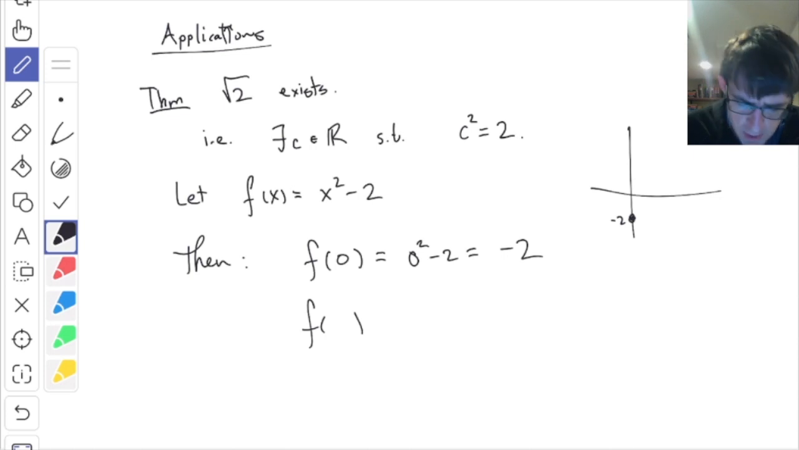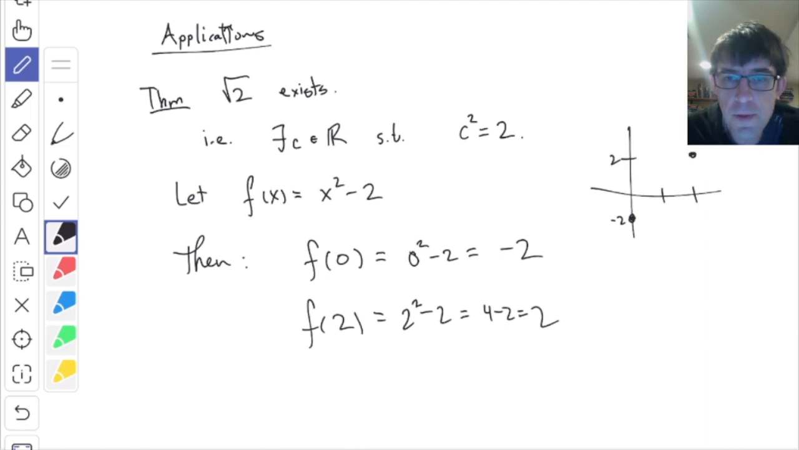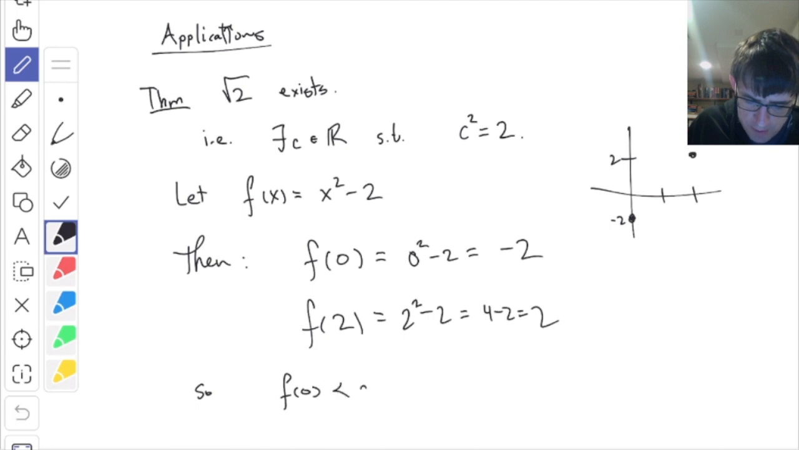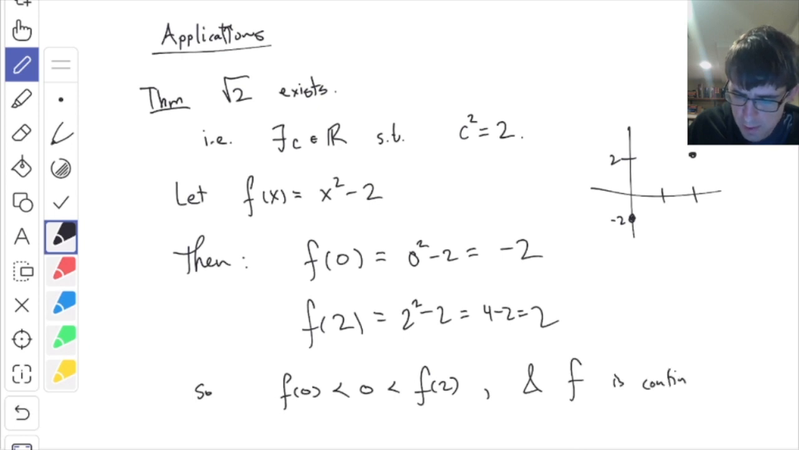This is what everybody was thinking, I hope. If I plug in 2 here, I get 2 squared minus 2. That's 4 minus 2, which is 2, right? So when I plug in 2, I get something positive. And that means, because of the intermediate value theorem, just to write it very specifically, f of 0 is less than 0, which is less than f of 2. And of course, f is continuous. That's because it's a polynomial, and we know that polynomials are continuous. We talked about that some time ago.